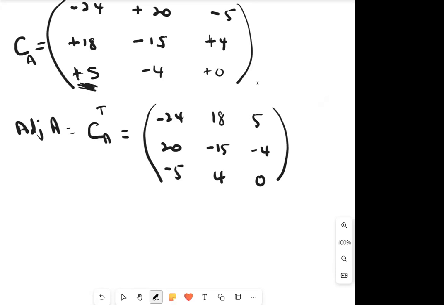Right? You make the row into the column. Row into the column. So this row becomes this column. This row becomes this column. This row becomes this column.